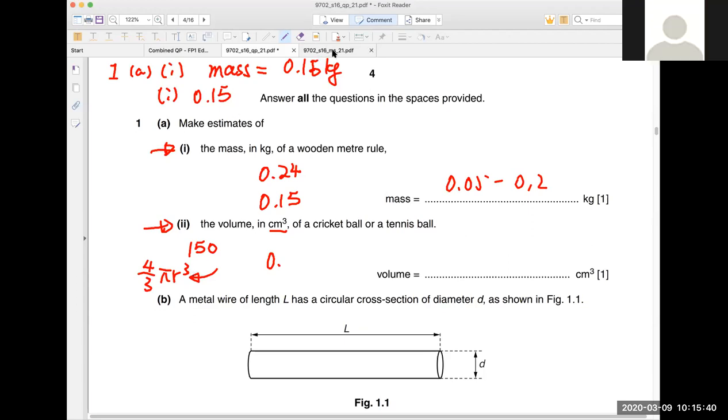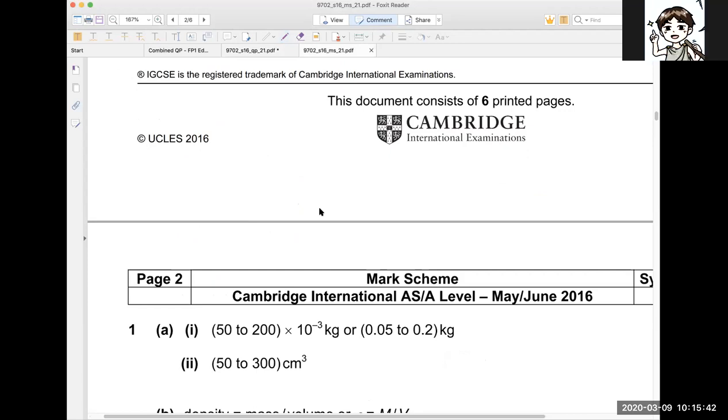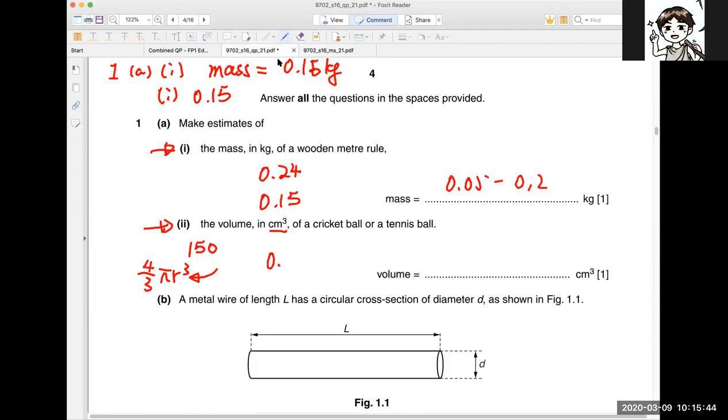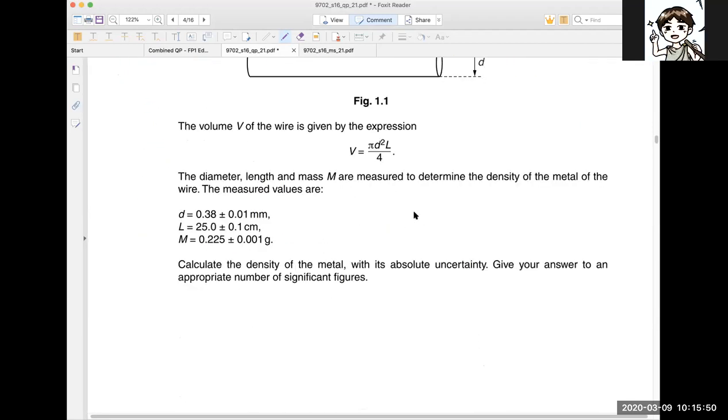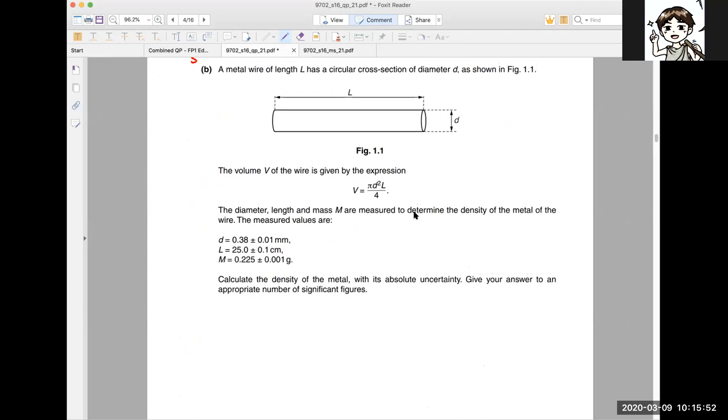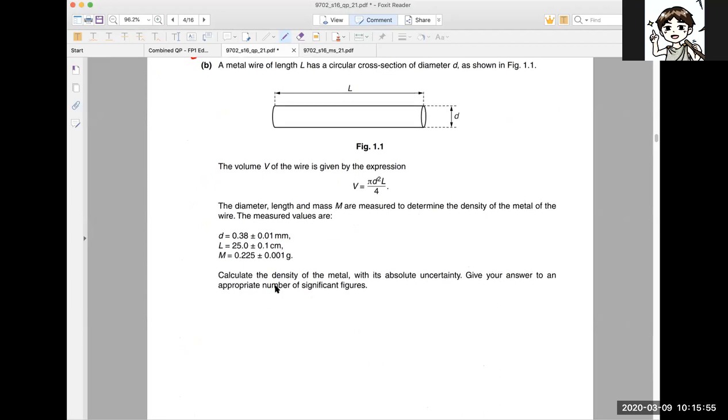Yo, I'm just going to lose these 2 marks, you know. Okay, if you lose these 2 marks, you can still get an A. Let's go on to the next question.